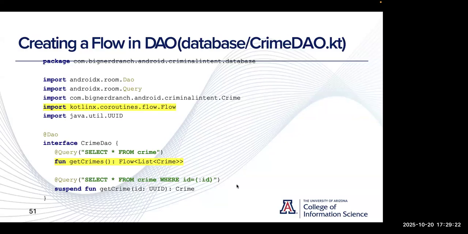So then we have the DAO, right, the data access object. We have the function in here, the getter. Instead of using the list, we're going to substitute it with Flow, so Flow and then the list of crimes. Then again, call in the coroutines Flow. As long as you import the coroutines Flow, that should be more than enough.